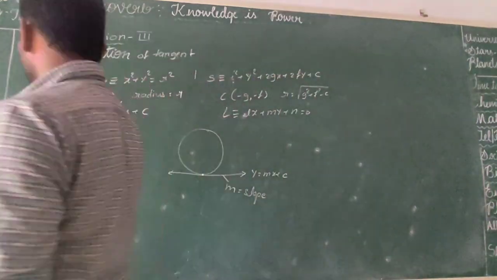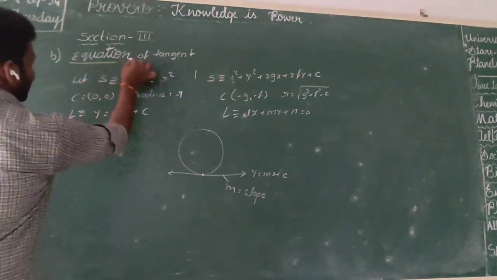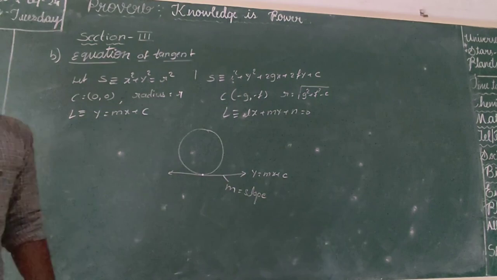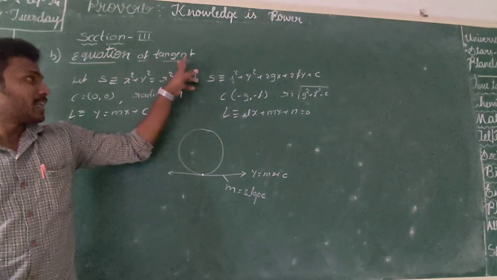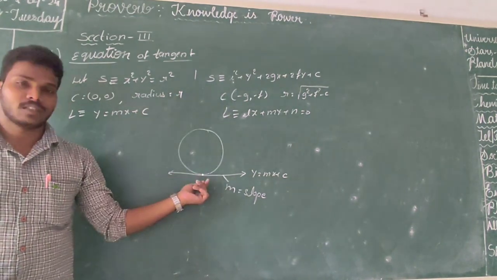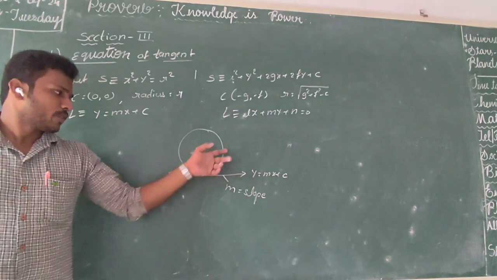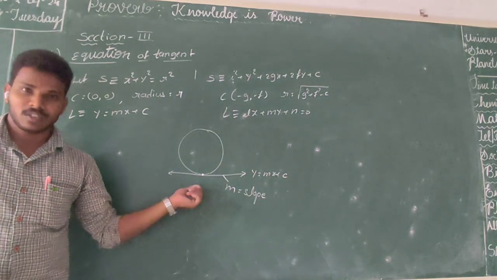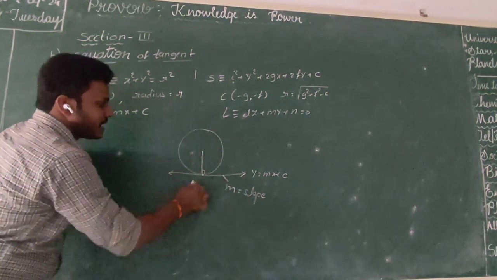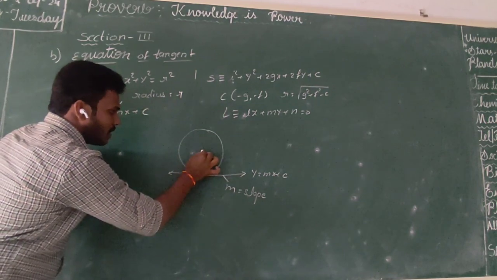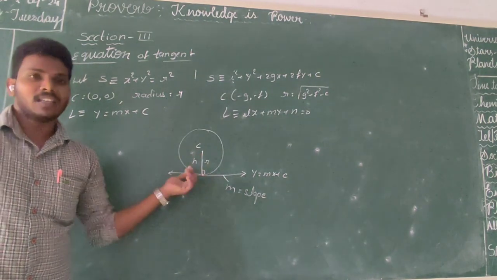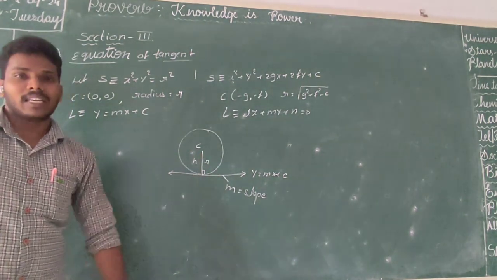Okay. Second point: equation of tangent. How to find the equation of tangent? By definition, if a line touches the circle at one point, that line is called a tangent. So the perpendicular distance from the center to the line is nothing but the radius. The perpendicular distance from center to line is h, and that is equal to the radius of the circle.